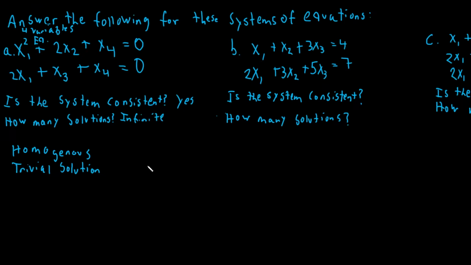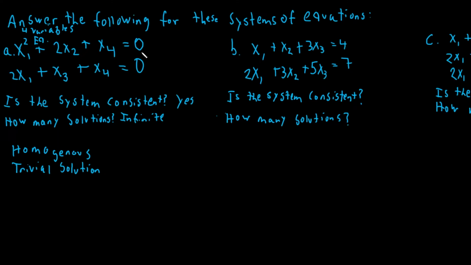To summarize, a homogeneous system of linear equations is when every single constant term in the system is zero. Or in other words, if you rearrange the system of equations to have all of the variables on one side and the constant on the other side, all of the equations would equal 0.